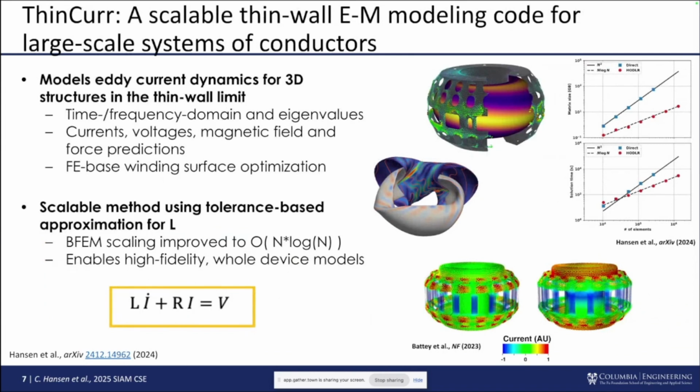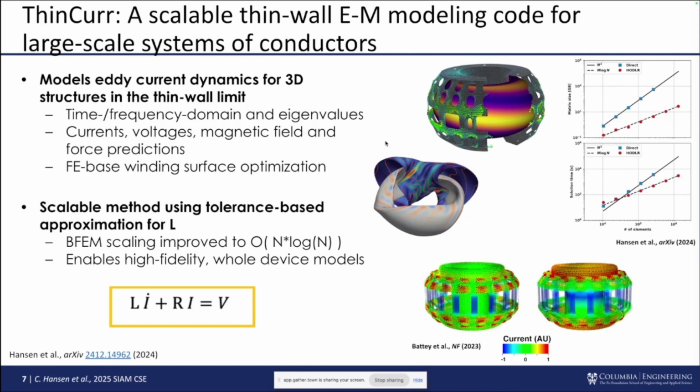Okay, so ThinCurr is another tool that's developed on top of OFT. So this is a scalable thin wall electromagnetic modeling code for large scale systems of conductors, as you have in fusion devices, right? We have vacuum vessels and all these other things that can interact with our magnetic fields and other currents. So this models eddy current dynamics for 3D structures in the thin wall limit. You can do analyses like time and frequency domain runs, and also compute eigenvalues, which is often important early in the design cycle.